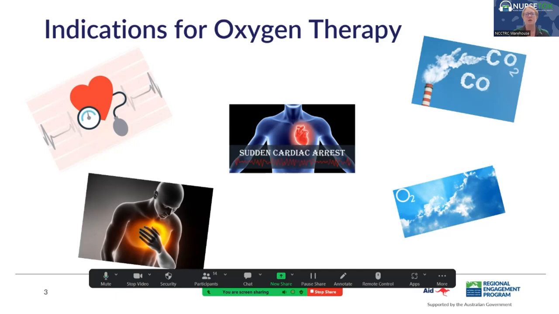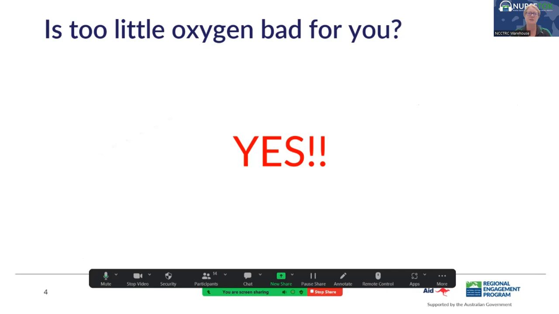Patients that you may see in your hospital that have type 2 respiratory failure are your COPD patients, your long-term COPD patients, and also sometimes your asthma patients. So you'll often see these patients with high carbon dioxide levels.